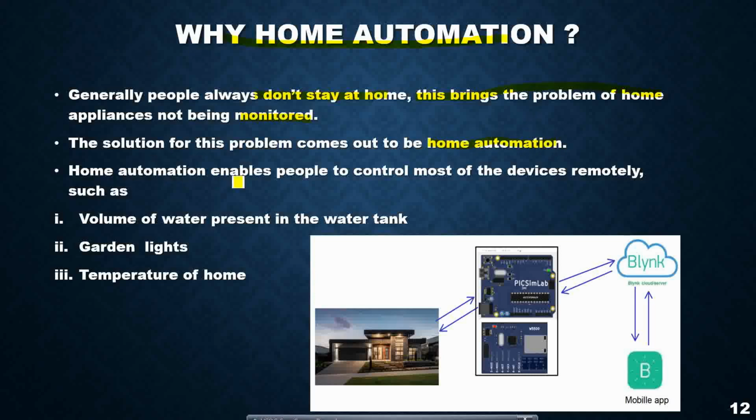Home automation enables people to control most of the devices remotely from wherever they are, and a few of the devices which can be controlled as such are the volume of water present in the tank, garden lights, and temperature of the home. There are still more devices which can be controlled, but these examples are what we have tried to control in our project.